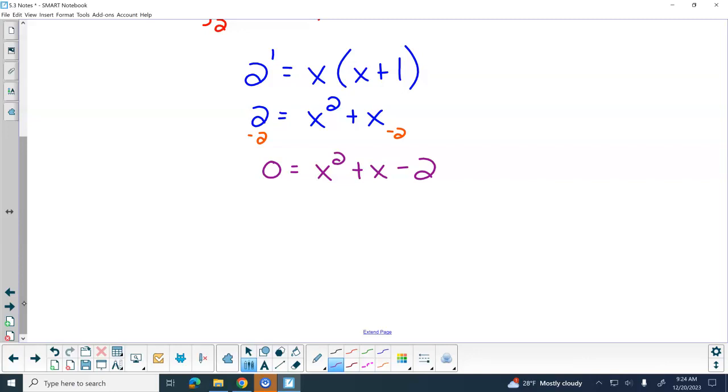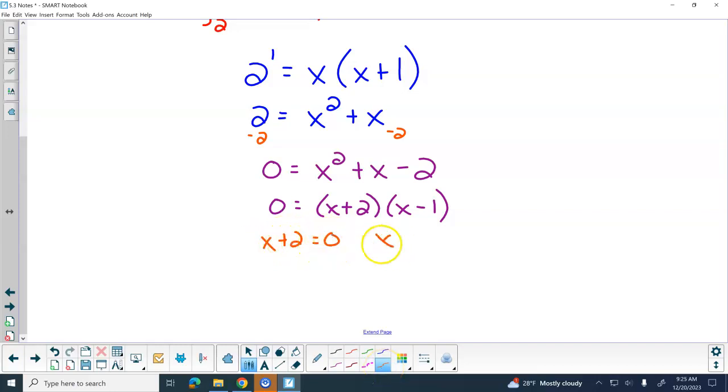Claire, did I give you enough time to figure out what this factors to be, or do you need some more time? Do you need to waste some more time? x plus 2, x minus 1. Good job. Oh my gosh, now what? You said set both equal to 0? Love it. And then what do I do with both of those? Solve them, right? So this gives me x equals 1. This gives me x equals negative 2.